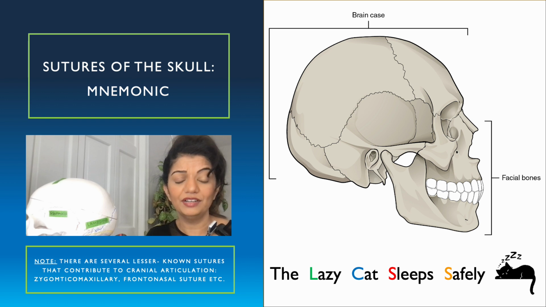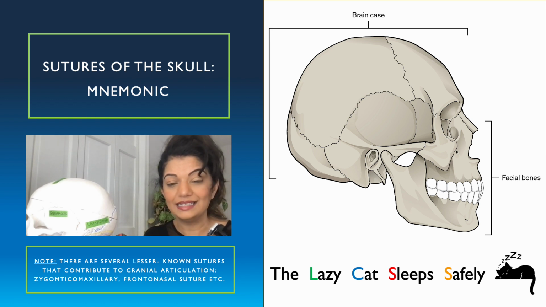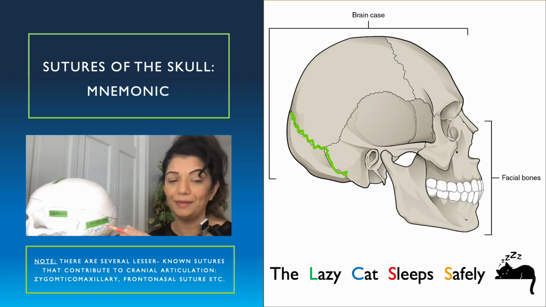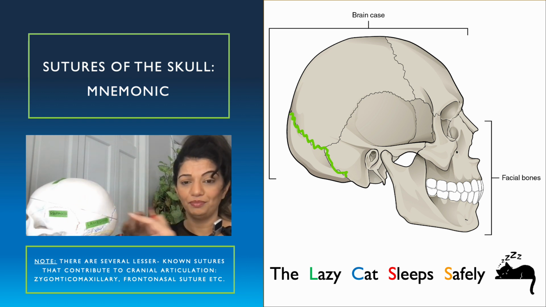Now, I have a mnemonic for you on the screen, and it's going to be the lazy cat sleeps safely. So the "the" is not the first letter of the suture because there's only 4. So that's just for being grammatically correct. And lazy is the first suture we're going to identify, and that's your lambdoid suture, which is in the back. It sort of separates the parietal bones from the occipital bone.